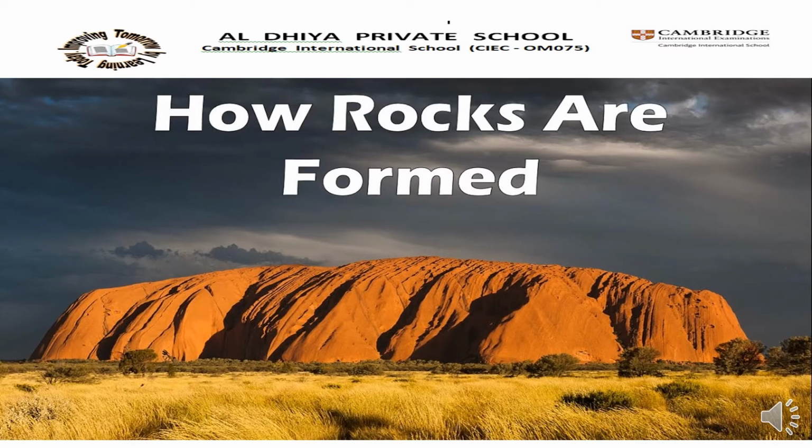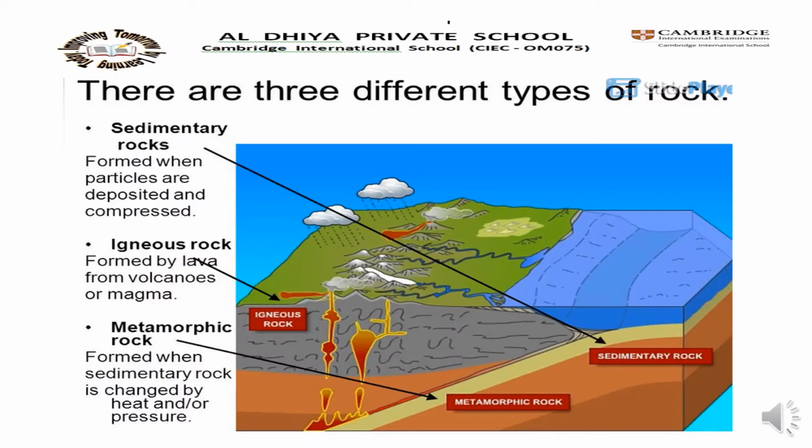How are rocks formed? In the rock and soil lesson, we studied the different types of rocks and the rock cycle. What are the different types of rocks? There are three different types of rocks, that is sedimentary rock, igneous rock and metamorphic rock. How are these rocks formed?